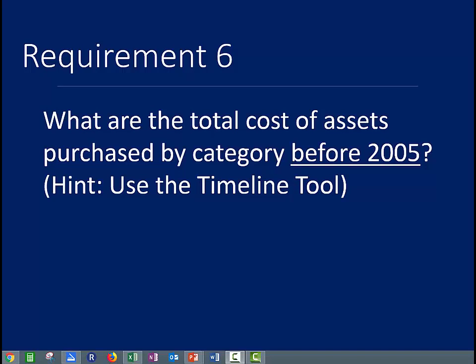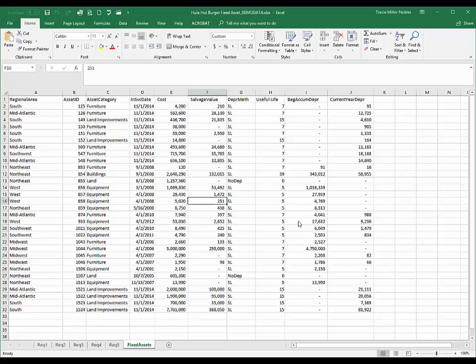In requirement number 6, the problem is asking us to determine the total cost of assets purchased by category for all assets before 2005. This is similar to requirement number 5, except now we're looking at total cost of assets, and we need it by category, but we only want to see those purchased before 2005. We're going to create a similar pivot table and use the timeline tool again, but modify it to prior to 2005.